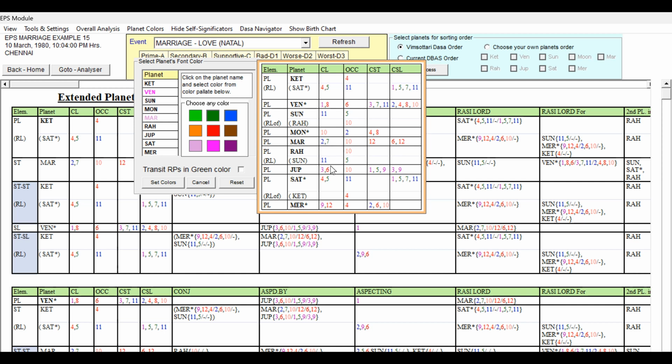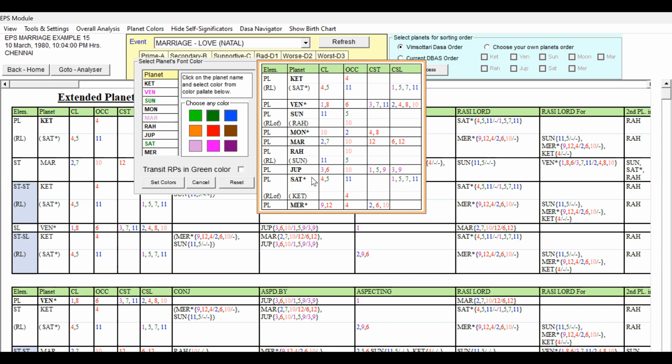And 11th Lord. Sun is 11th Lord occupying 5th house. It is good. So we can give green color. And Saturn, 4th Lord, 5th Lord occupying 11th house and 1, 5, 7, 11 cuspal sublord. This is also green. Saturn also dark green.